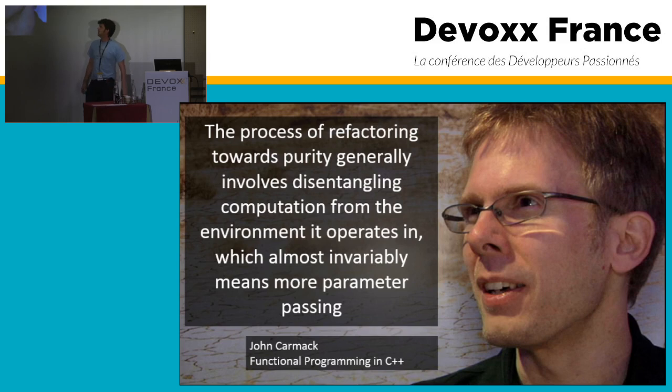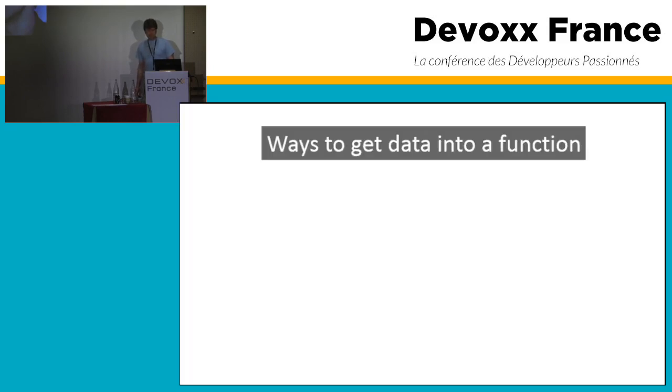He might think that. But a statement I found very interesting in it is: refactoring towards purity involves disentangling the computation from the environment it operates in, which almost inevitably means more parameter passing. So the first part of the statement, fully agree with, and I would say that's a very positive thing, untangling the computation from its environment. The second part is also true, but critically, functional languages have lots of infrastructure to help us with this.